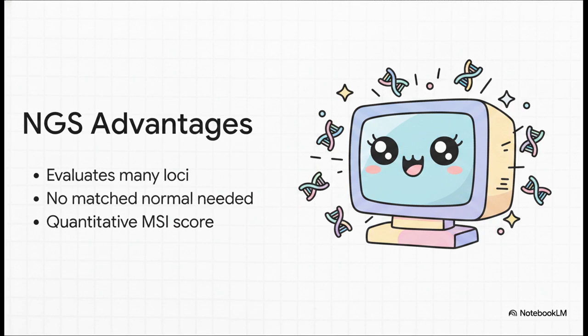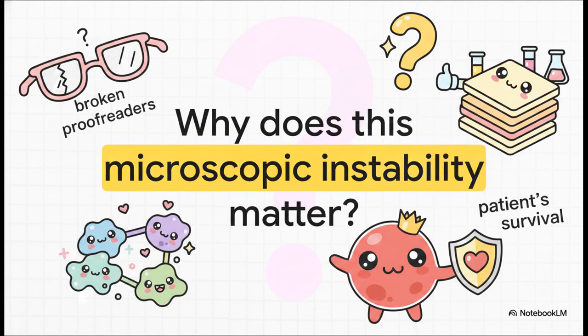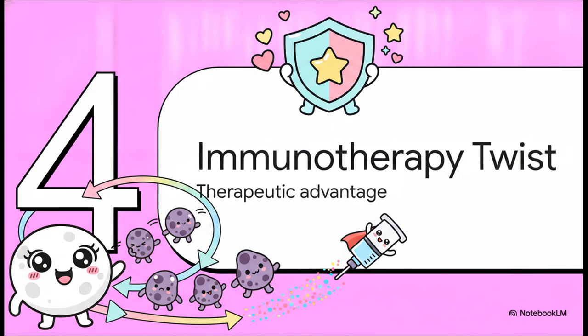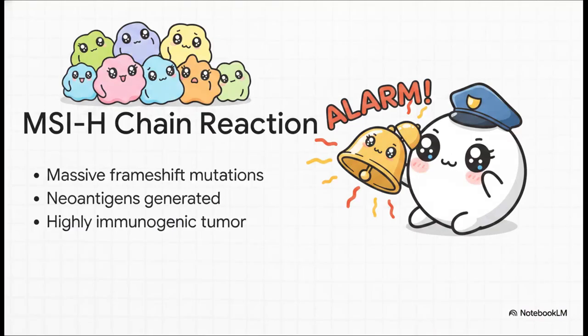Okay, so we've mapped out the broken proofreaders, the molecular chaos, and all the lab tests, but honestly, why does this microscopic instability actually matter for a patient's survival? What does an MSI-H diagnosis mean when you're sitting in the clinic? And that leads us to part 4, the immunotherapy plot twist. This is the absolute coolest part of this explainer. This is where these mutations become a massive therapeutic advantage.